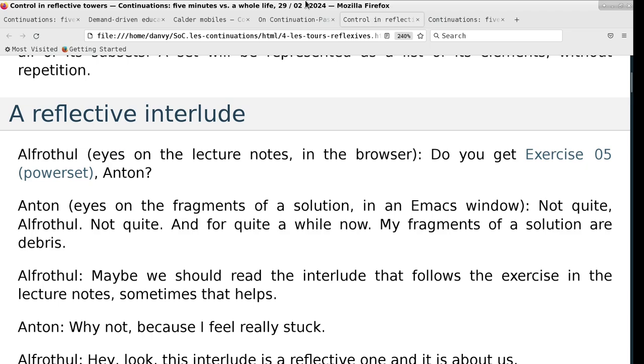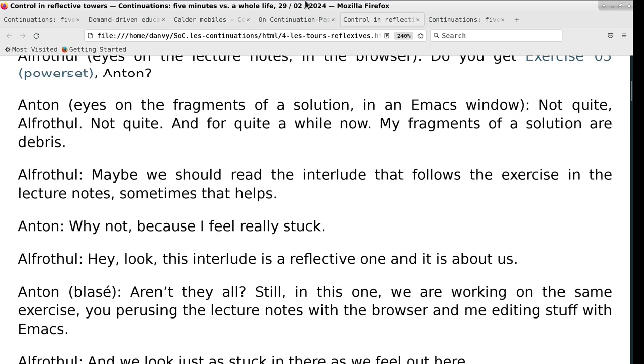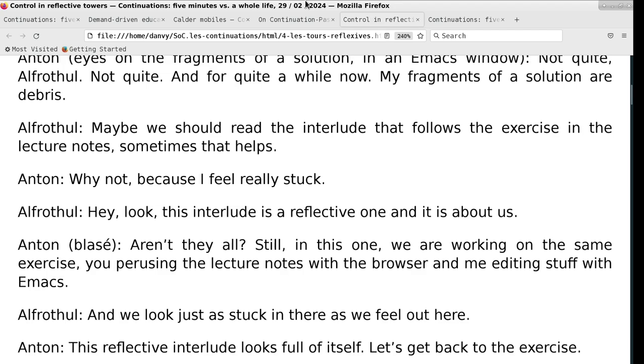Did you get exercise 5, power set, and talk? Not quite. Not quite. And for quite a while, my fragments of a solution are debris. Maybe we should read the interlude that follows the exercise in the lecture notes. Sometimes that helps. Why not? Because I feel really stuck.